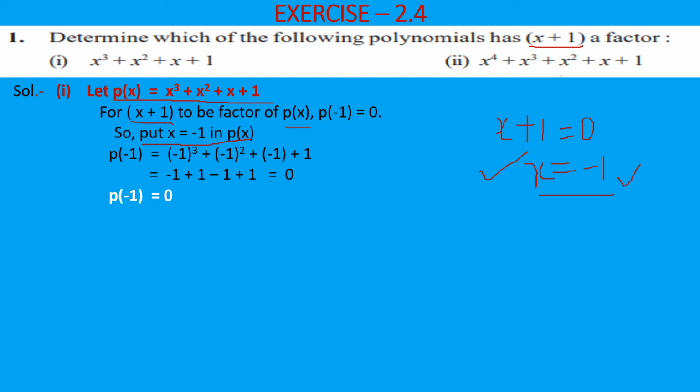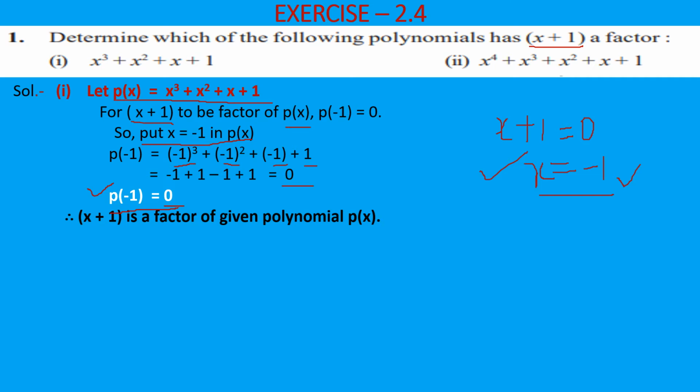So p(minus 1) equals (minus 1) whole cube plus (minus 1) whole square plus (minus 1) plus 1. And when we solve, we get 0. That means p(minus 1) equals 0. P(minus 1) means when we put x equals minus 1 in p(x), we get p(minus 1), and after calculating, its value equals 0. That means x plus 1 is a factor of the given polynomial p(x).